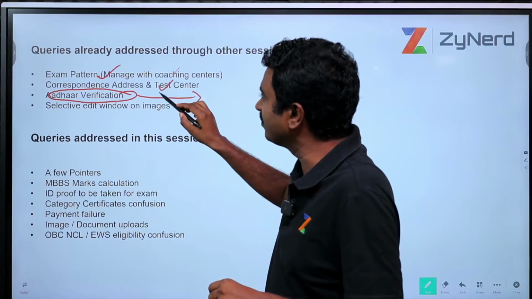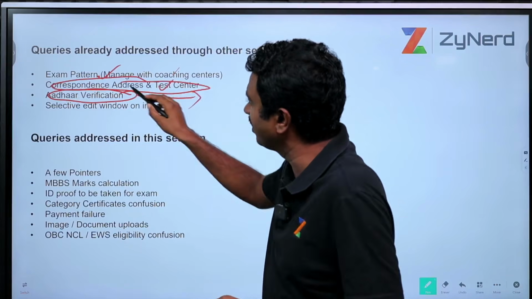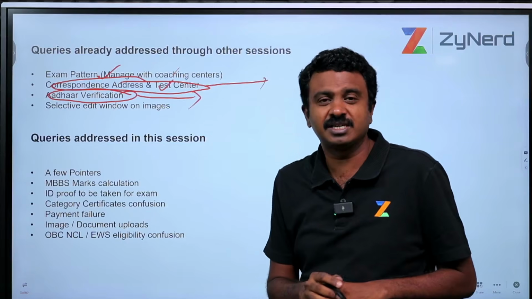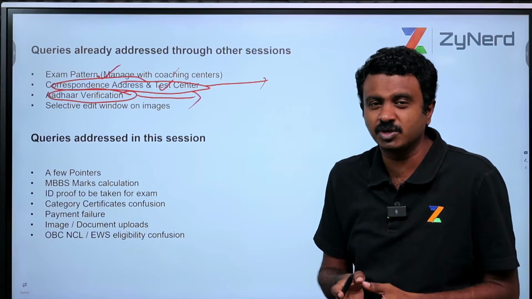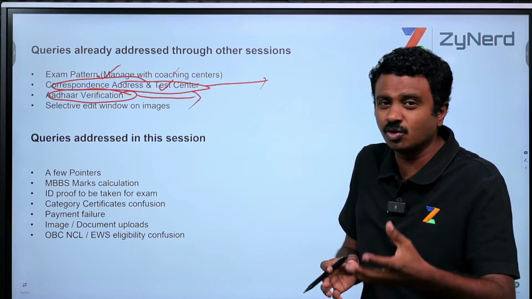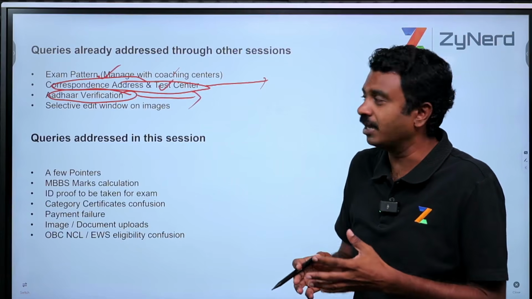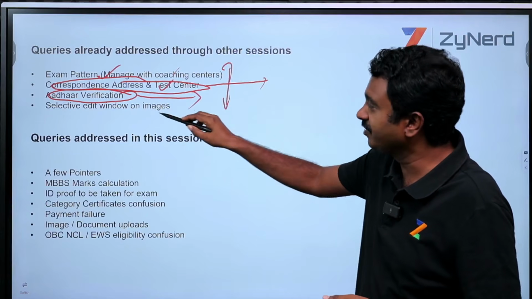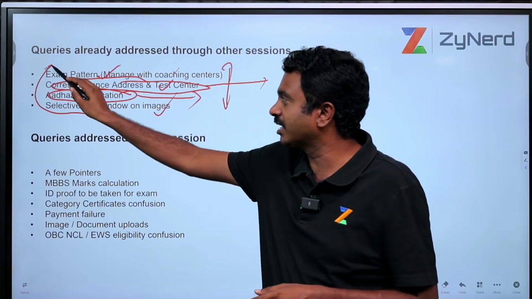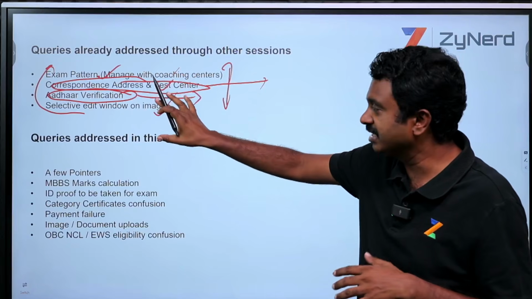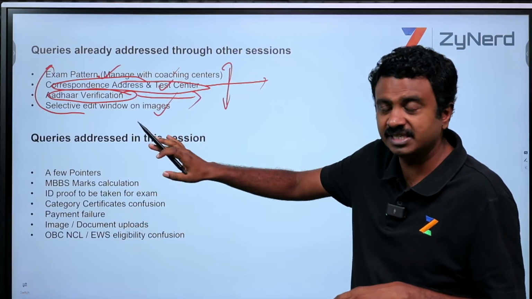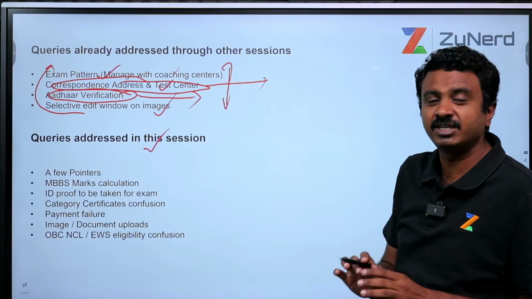We have also had a separate session on correspondence address and test center changes, how to go ahead with your correspondence address information, etc. So also go through that information. That will help. We are not covering these, including the edit window changes, which is also part of the major changes session. We have covered these already, so we'll go ahead with the queries that usually happen.